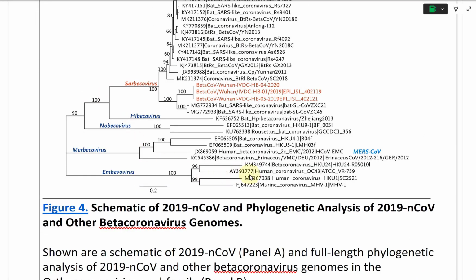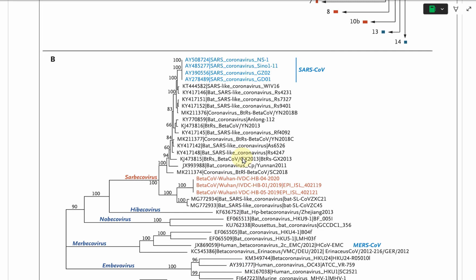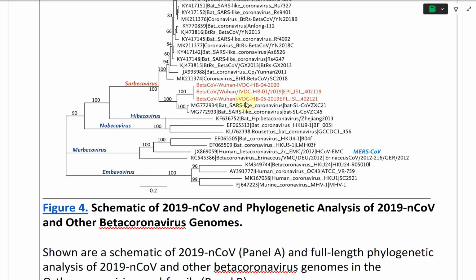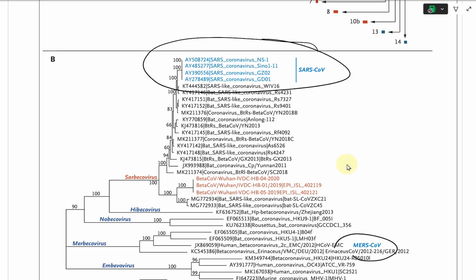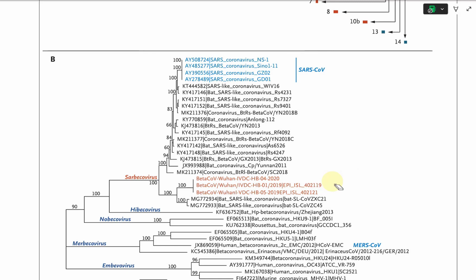And there is the phylogenetic tree, and this is the beta one. This is the 2119 in red. So that's the one, and it forms it by itself. So it's different from all these other ones. And so there's a whole bunch of classification. And there's the MERS over here, and these are the SARS-CoV-1. Now these are the beta coronavirus, the new ones. It's going to be somewhere in there.